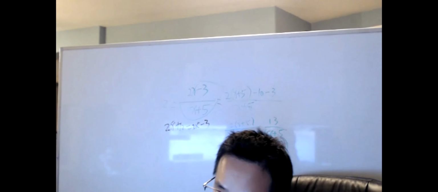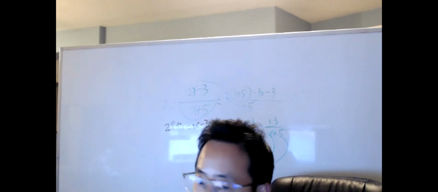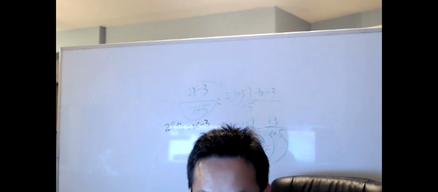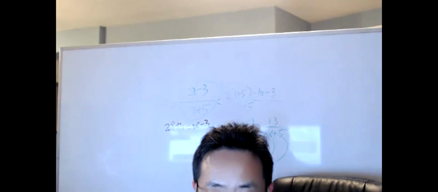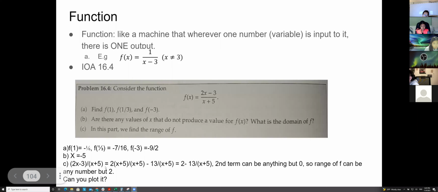This is the answer we're looking for. Let's go back to the screen. They have a few simple steps in here. It basically transformed this function into this form. And note that this part cannot be 0. Therefore, the whole function cannot be 2. Okay?